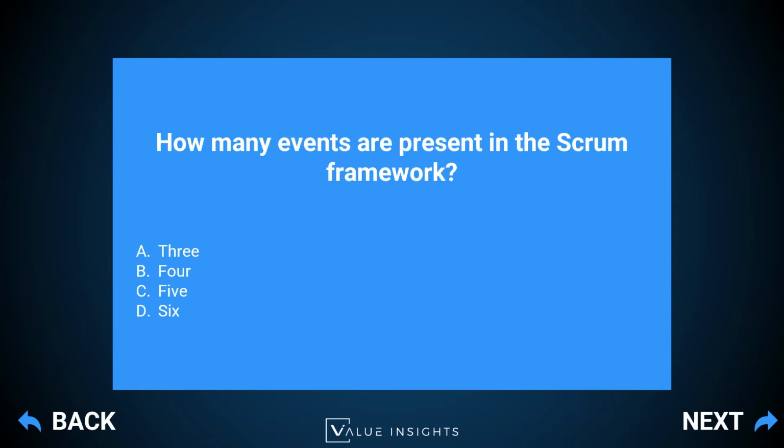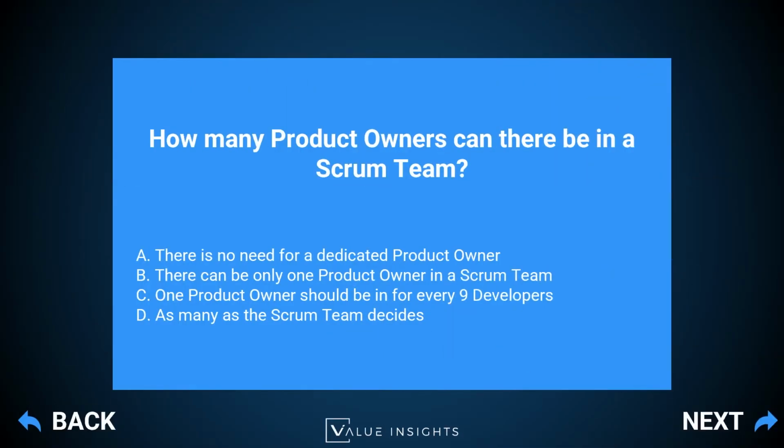Okay, let's have a look at the second question. How many product owners can there be in a Scrum team? A, there is no need for a dedicated product owner. B, there can be only one product owner in a Scrum team. C, one product owner should be in for every 9 developers. Or D, as many as a Scrum team decides.